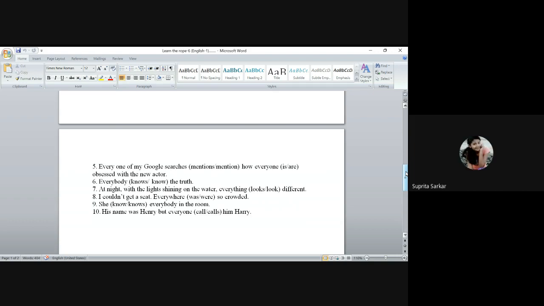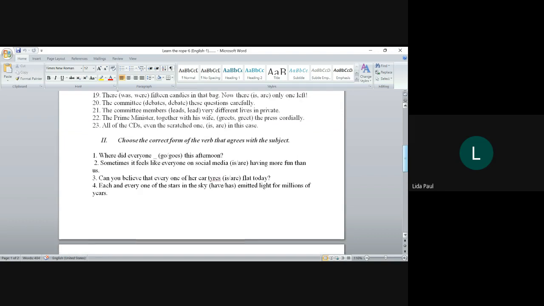Then why in the first question is it "go", not "goes"? In the first question, it was a question, right? Where did everyone go this afternoon? In a question, it changes. It was in the interrogative format, that's why.